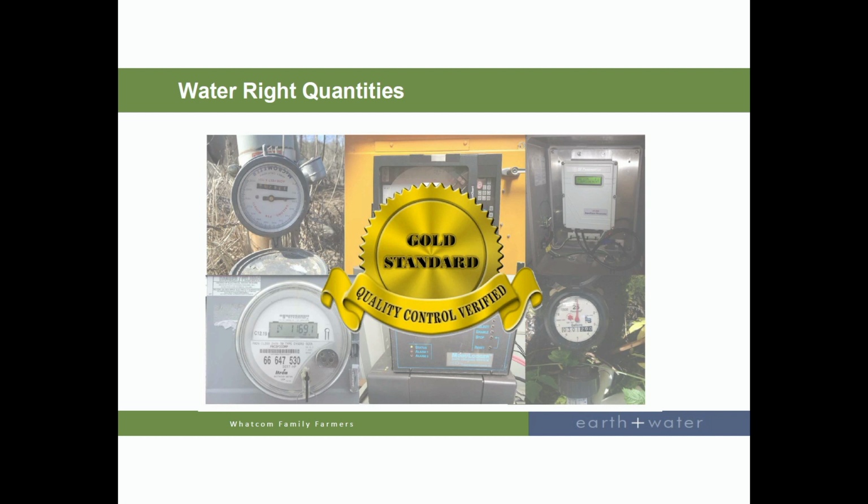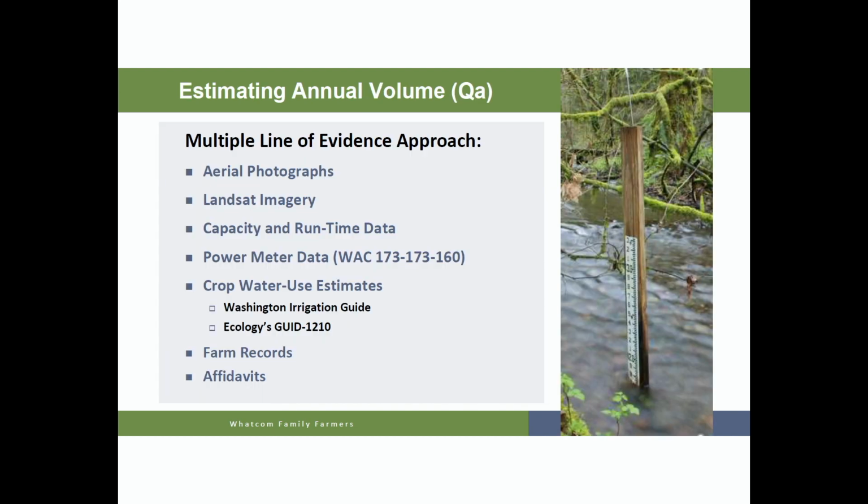So when you're identifying how much water you think you're using, you always want to look at multiple lines of evidence to try to figure out what those numbers are. Aerial photos are a great place to start: when you look at that photo, what looks irrigated and what really doesn't look irrigated. Landsat imagery, which is those red things, is different than your standard aerial photos, but those are images that you can get.